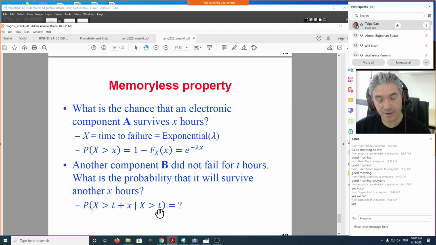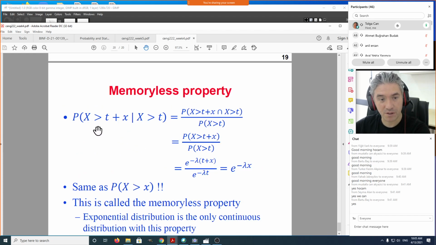So when we are asked, we know that x is greater than t. It didn't fail in the first t hours. What is the probability that it's going to survive another x hours? If we solve that, here we can use the Bayes theorem. So this is exactly the Bayes rule. The probability of x greater than t plus x and x greater than t. They are actually two events that are subsets of each other.